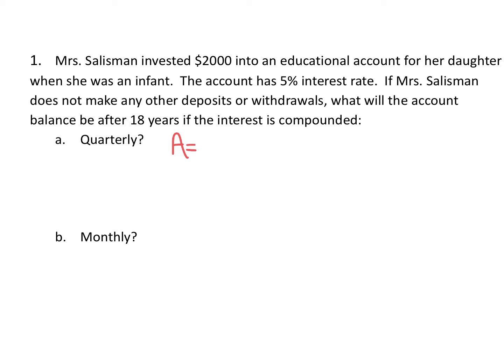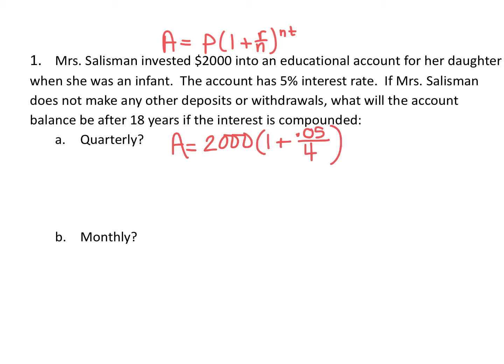So we're going to set up our initial equation where P is our principal, so our starting amount that she puts in the account is $2,000. Now, that will be multiplied by 1 plus your interest rate, which is 0.05, divided by the number of times it compounds each year, which is 4 when it's quarterly, raised to the 4 times the amount of years, 18. You can then put this into your calculator to see the amount of money you have after 18 years.